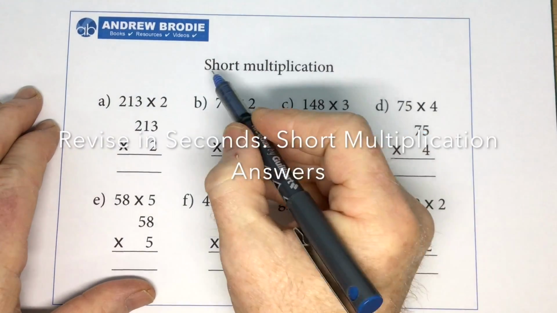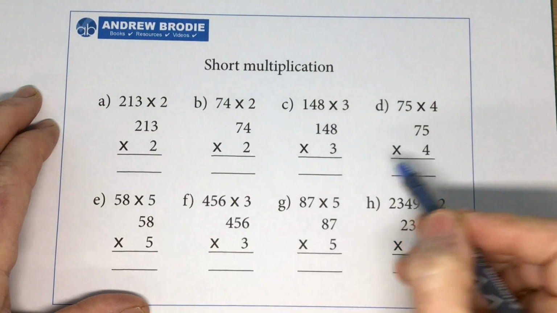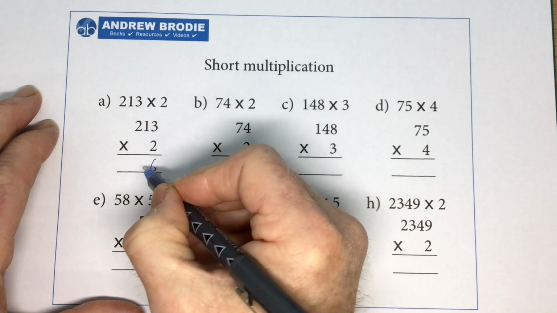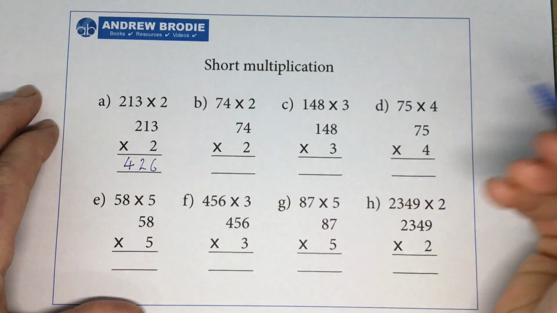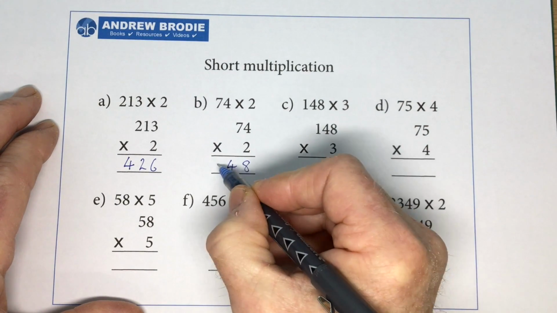Revise in seconds, short multiplication, answers. Look, I have rearranged all of these into columns. Now it's easy to do. 3 times 2 is 6. 1 times 2 is 2. 2 times 2 is 4. 426. 4 times 2 is 8. 7 times 2 is 14.